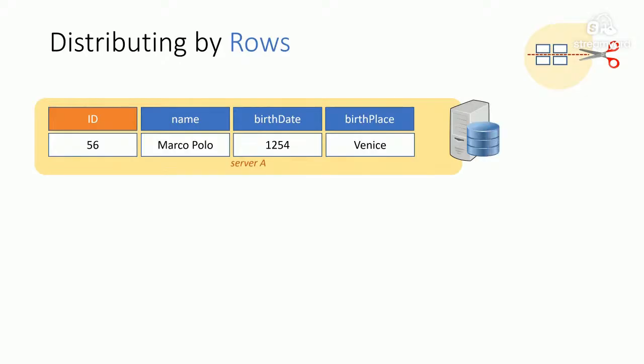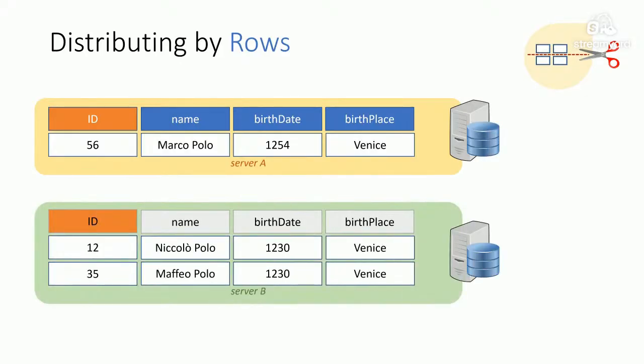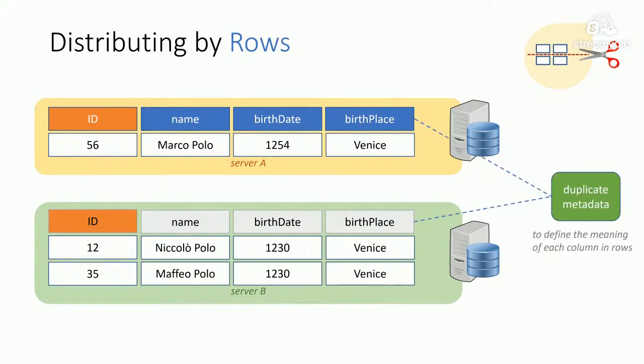So to start with, we can distribute our table by rows. That is, each server holds a certain number of rows. So for instance, server A contains Marco Polo and server B, Niccolo and Maffeo. This implies that both servers must have their own copy of metadata about columns, like their names, so that all servers know that column 1 is the identifier, column 2 is the name, column 3 the birth date, and so forth. So in this case, we share metadata, which are the names of the fields in the tables.